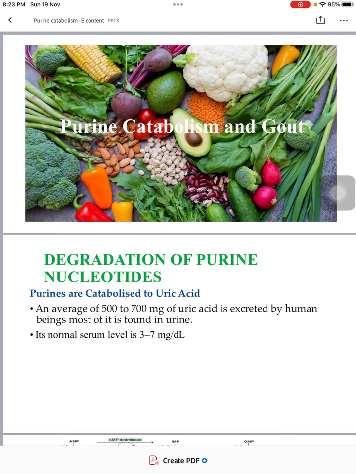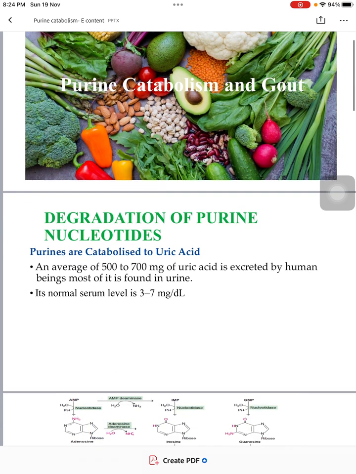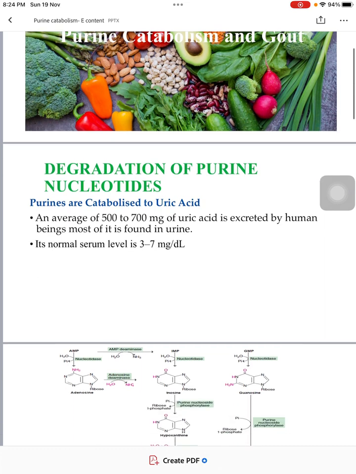Purine catabolism and gout. Degradation of purine nucleotides. Purines are catabolized to uric acid in the human body. An average of 500 to 700 milligrams of uric acid is excreted by human beings, most of it in urine. Its normal serum level is 3 to 7 milligrams per deciliter.